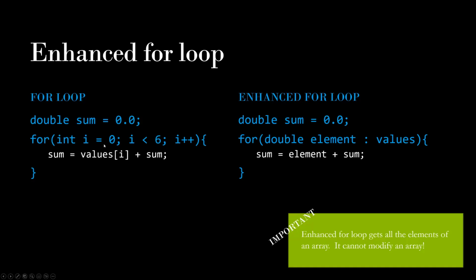In a normal for loop, we can go through however many we want to go through. Like we can start halfway if we want to, or stop halfway. You can't really do that with an enhanced for loop. You've got to go through all of them.